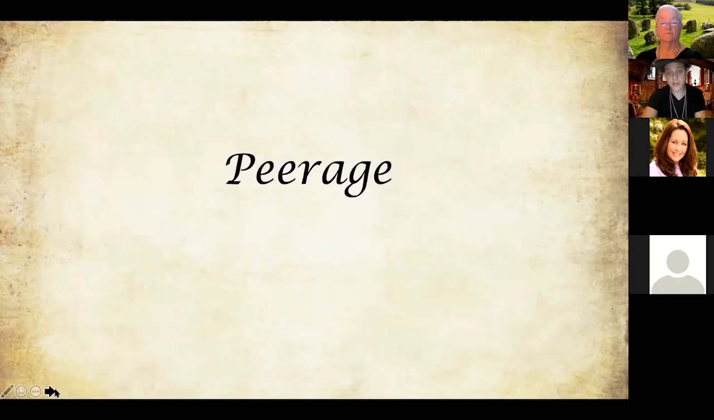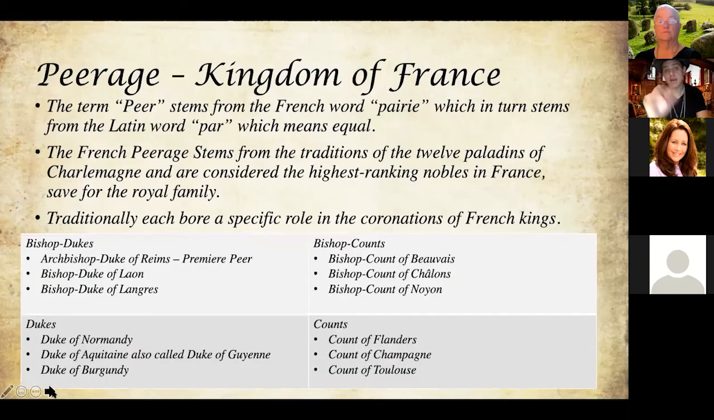And since we've been talking about peerage so much, let's do a little bit of a deep dive into that. And for peerages in history, there are two main forms of it. The first of the two comes from the Kingdom of France, where the term peer stems from the French word pair, which in turn stems from the Latin word par, which means equal. And the French peerage system stems from the traditions of the 12 paladins of Charlemagne and are considered the highest ranking nobles in France, save for the royal family.